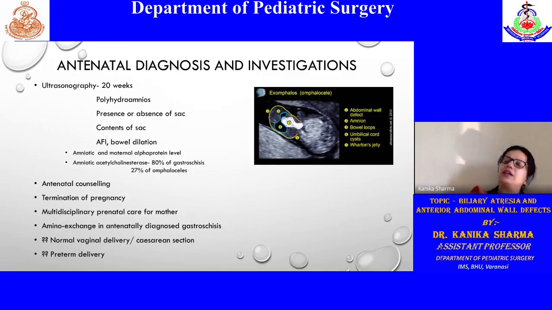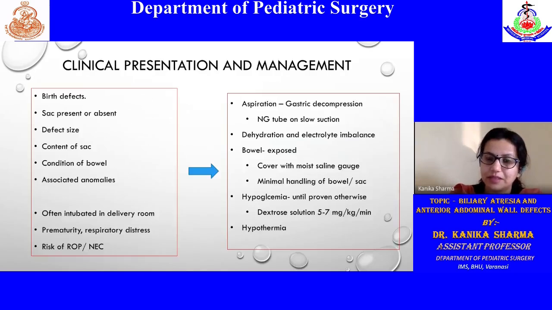Normal delivery and cesarean depend upon the treating gynecologist, whatever way she wants to go at her center. Most, as was said, gastroschisis babies deliver preterm, so one has to be ready with the basic neonatal or skilled neonatologist. When they are born, one has to look at the entire birth defect, the condition of the bowel, the size of the defect, and the associated anomalies with it.